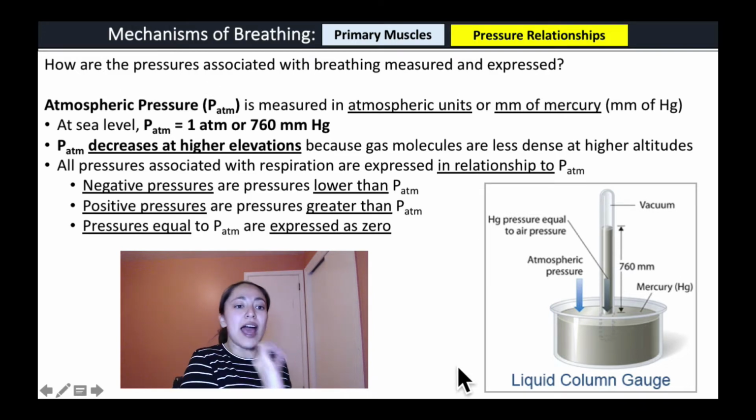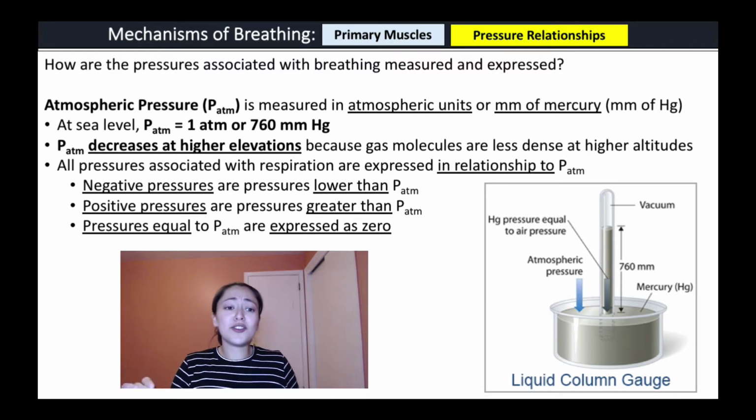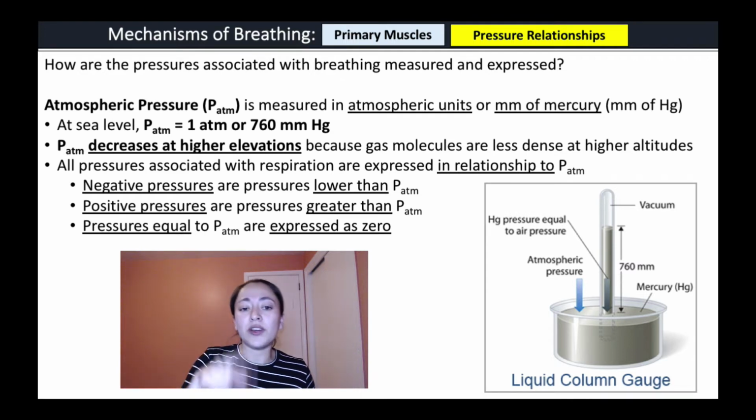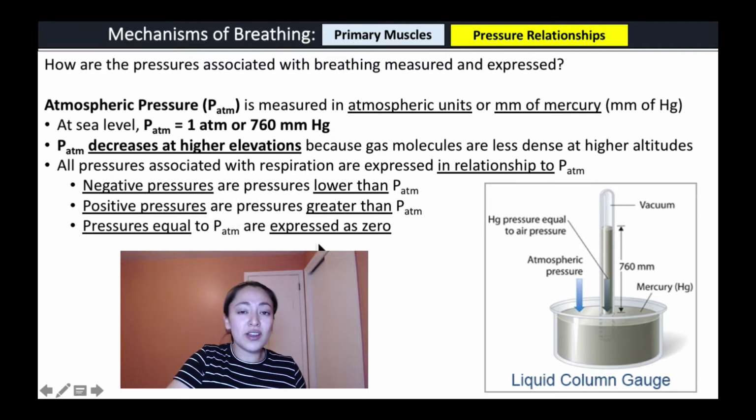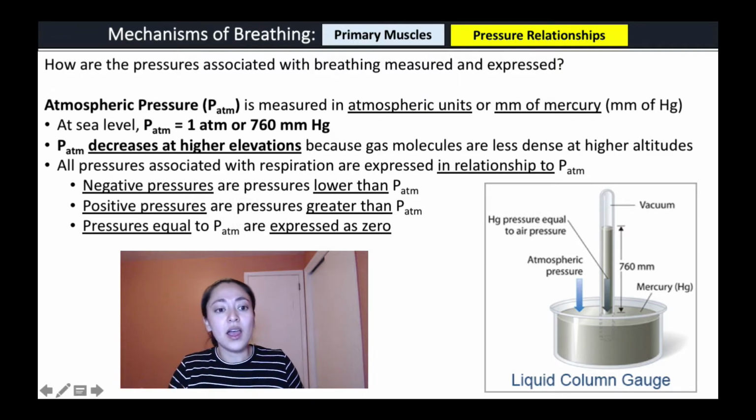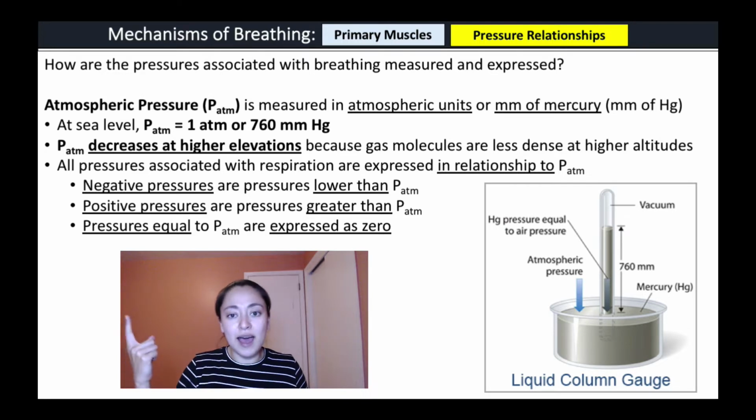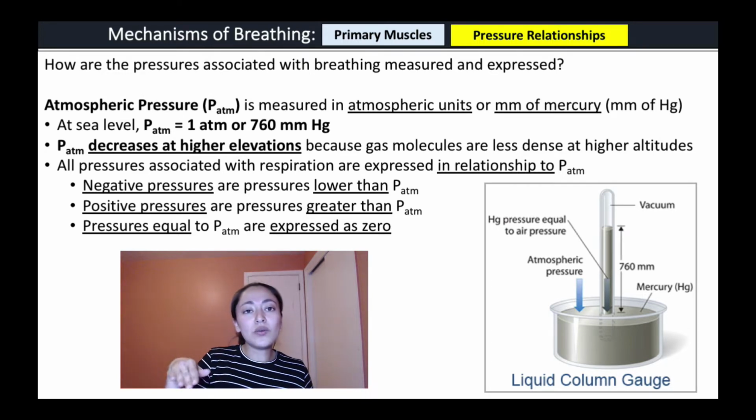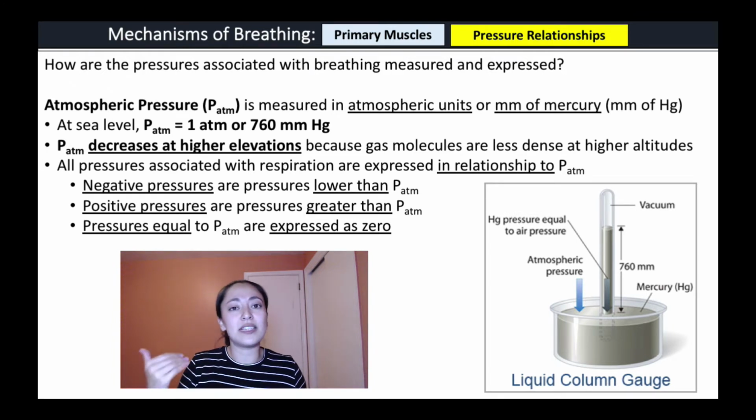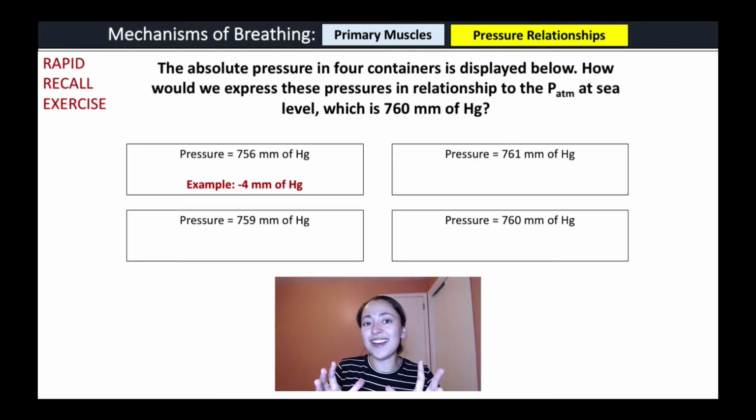Another thing I want to point out about atmospheric pressures is that all pressures associated with breathing or respiration are expressed in relationship to the atmospheric pressure, because we know the atmospheric pressure doesn't change as you're breathing. Any negative pressure would be a pressure that's lower than the atmospheric pressure. Positive pressures are pressures greater than the atmospheric pressure. And pressures that are equal to the atmospheric pressure would be expressed as 0 because they are the same as the atmospheric pressure.